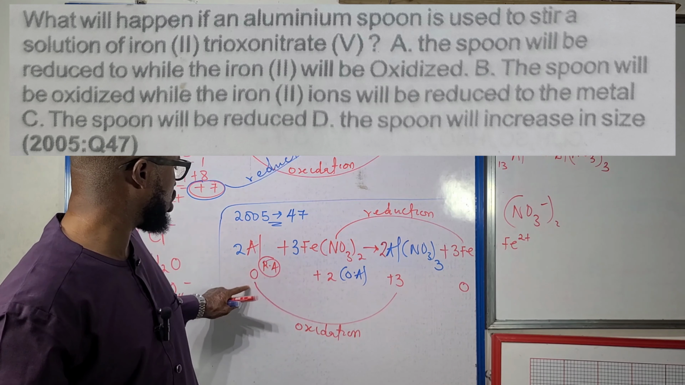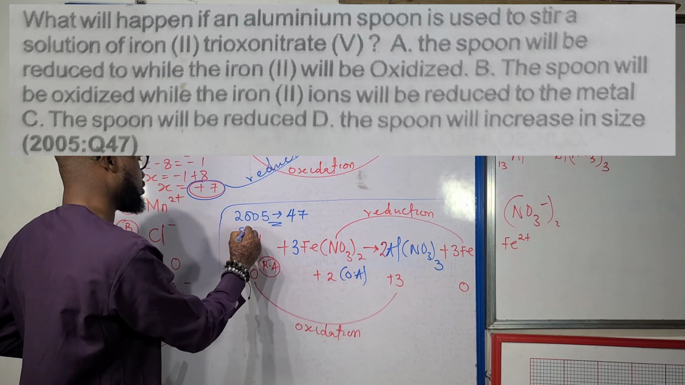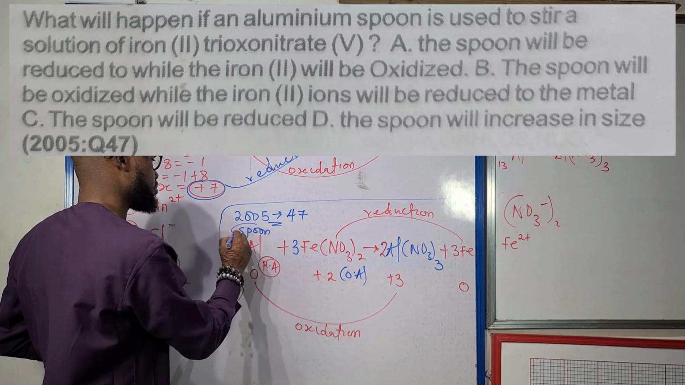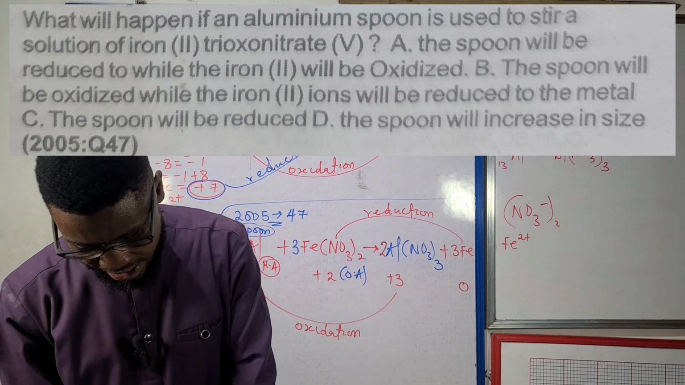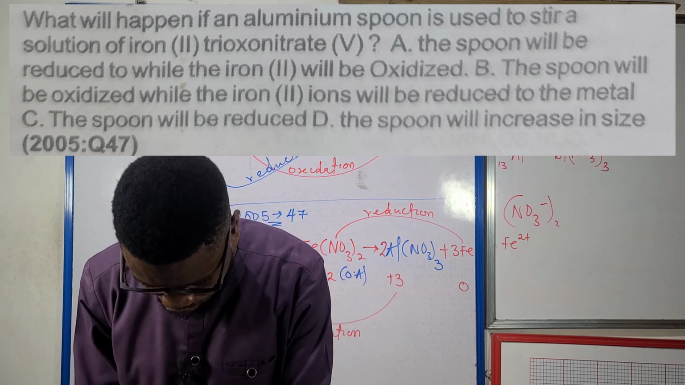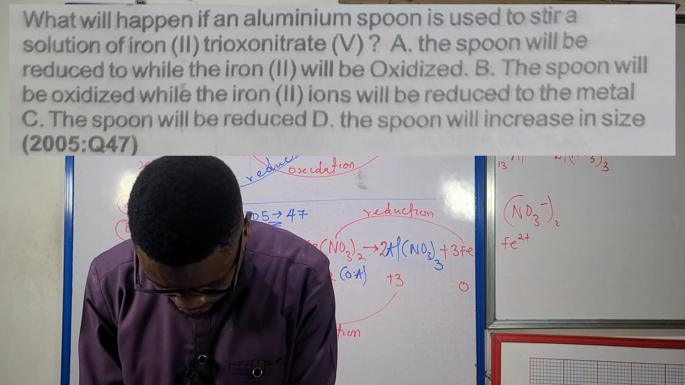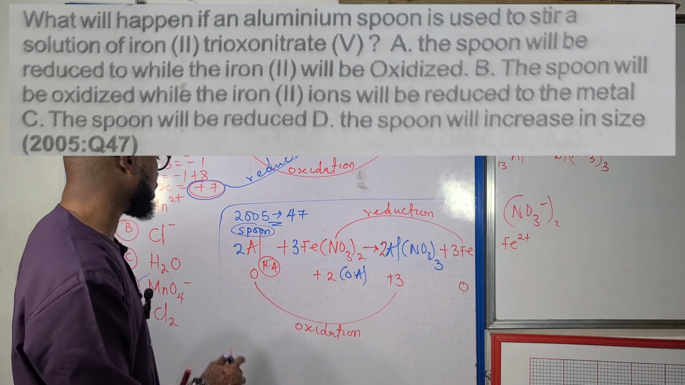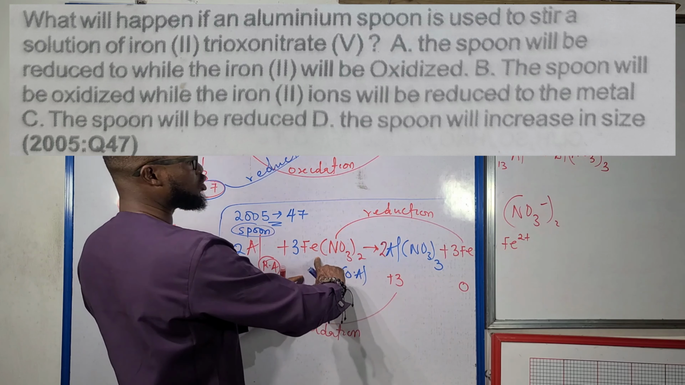No, the spoon is not going to be reduced. You see, this is the aluminum spoon. This here is my spoon. The spoon, what it is undergoing is oxidation. So option A is definitely wrong. The spoon will be oxidized. Iron 2 ions will be reduced to metal. The spoon is going to be oxidized. Iron 2 ion will be reduced to the metal.